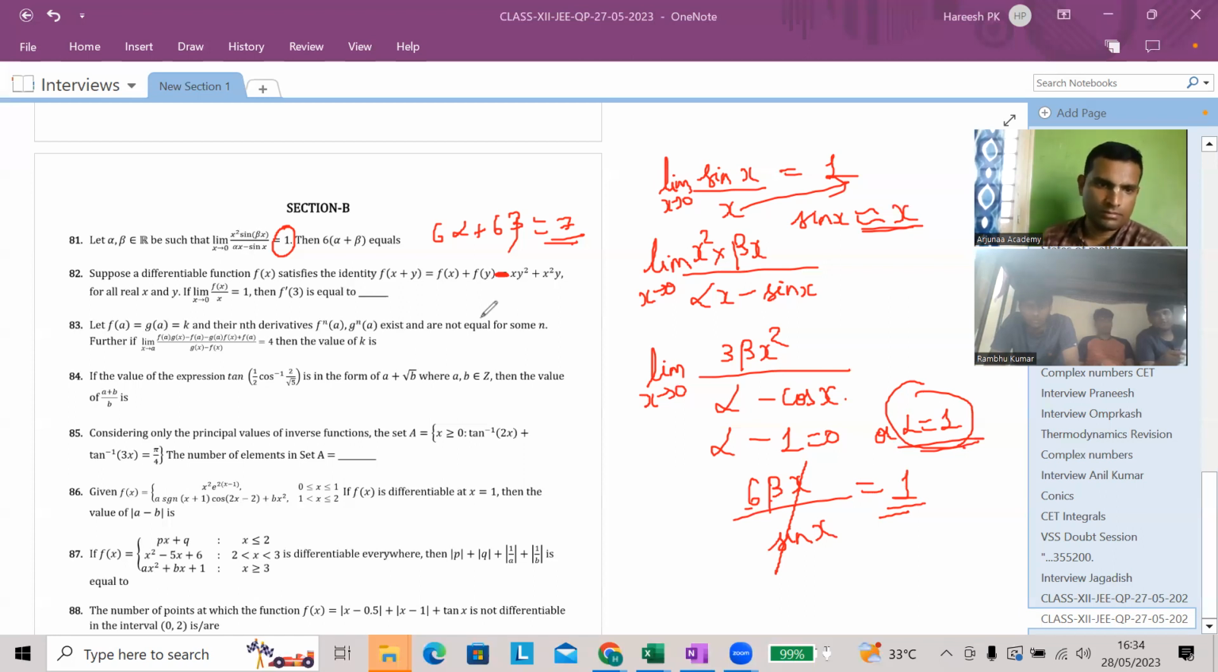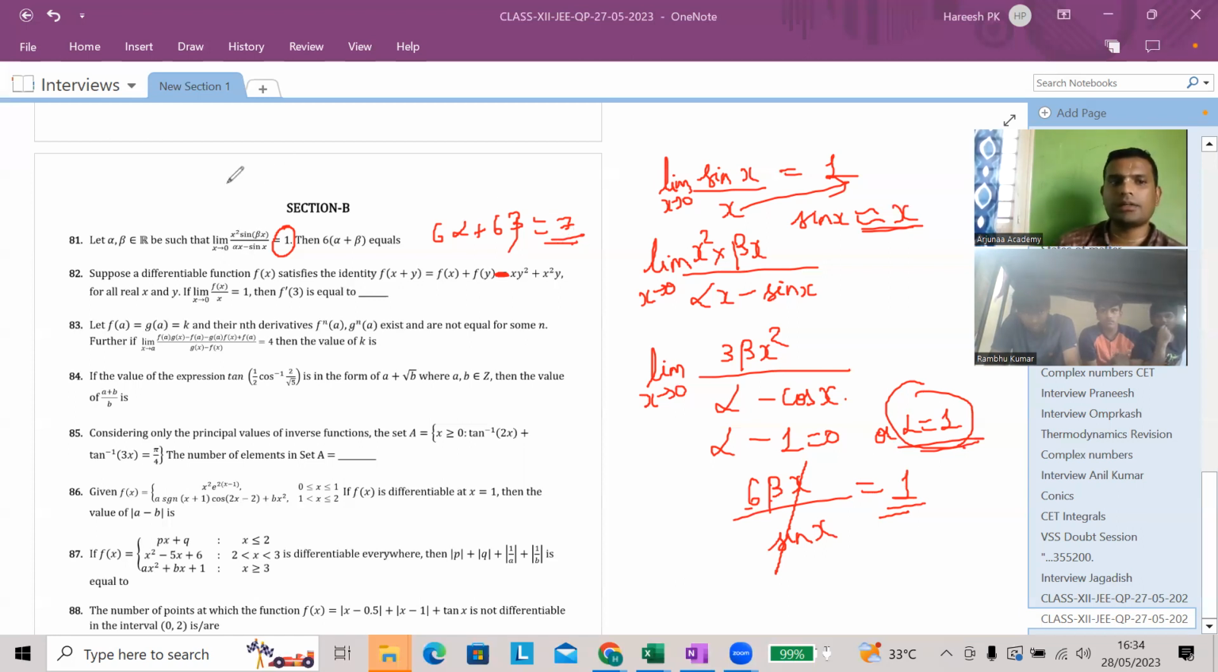Then I took the limit x tends to 0, a power x by x is equal to 1. There, if we differentiate a power x by x, we'll get 0 by 0. So I differentiated it, a power x by a power x into ln a by 1 is equal to 1. Then I put x is equal to 0 and I got ln a is equal to 1. There I got stuck.